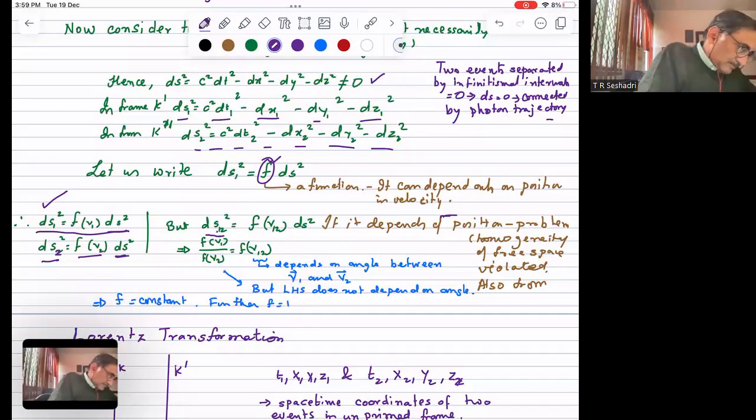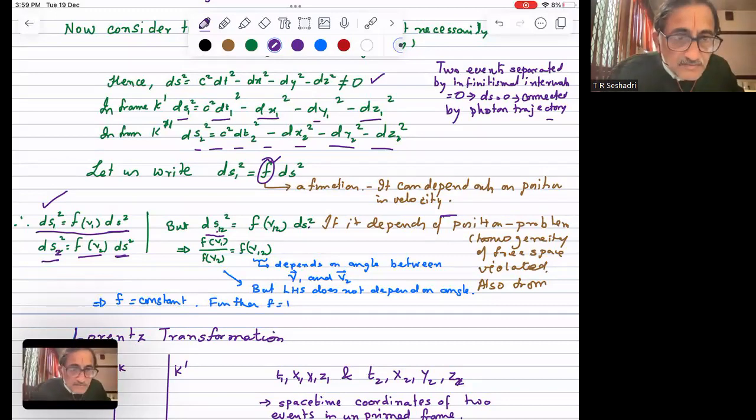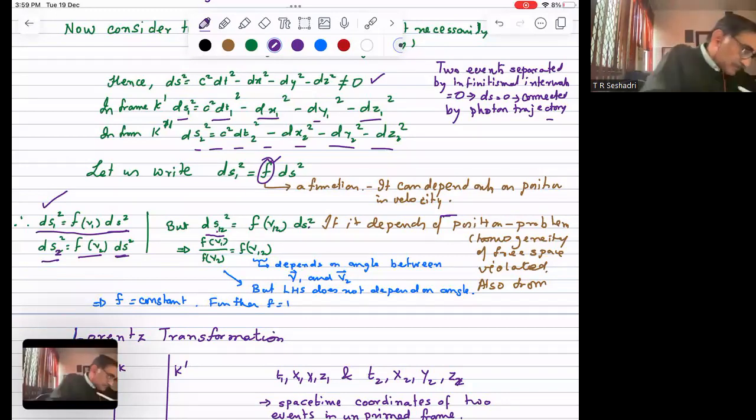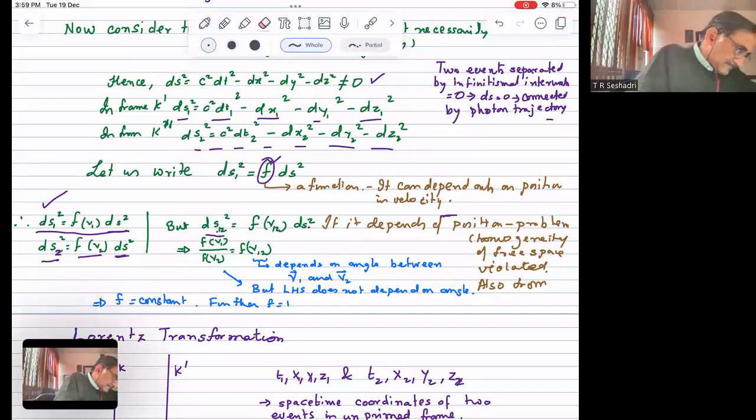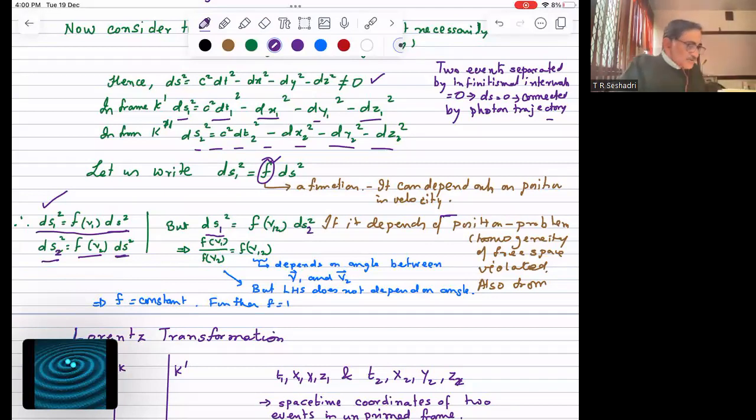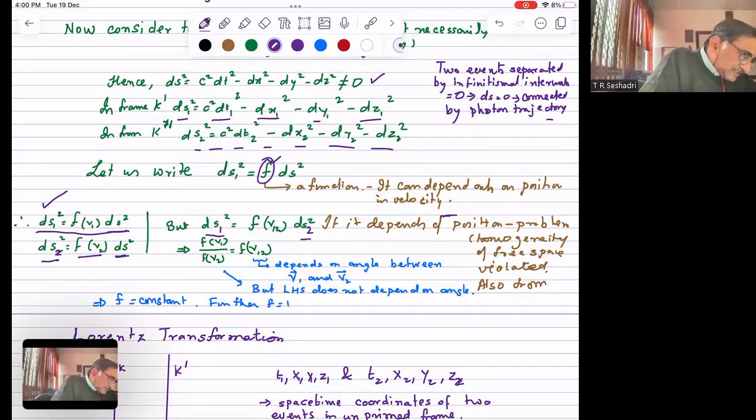So this is wrong. I'll just correct this in the notes: ds1 on one side and ds2 on the other side. This is what it is. So from ds2 to ds1, it will depend on the relative velocity. But now you have something interesting. This depends on V1 magnitude, this depends on V2 magnitude.